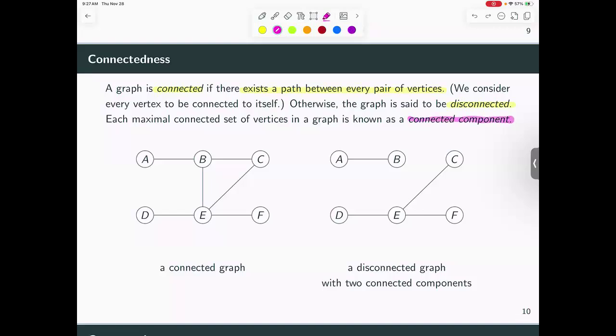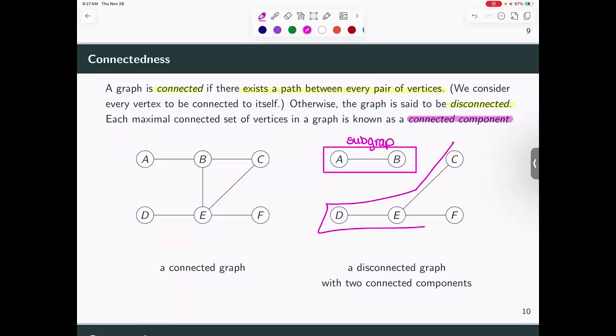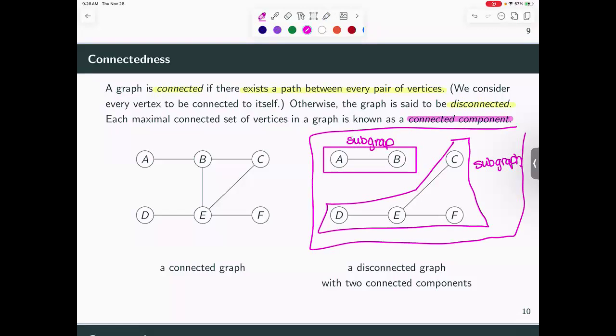we do have connected components here. So this, I'm going to do in pink since I just did that in pink. This is a connected component, also sometimes referred to as a subgraph. This is a connected component. This would also be a subgraph. And then all together, this would be our graph G.